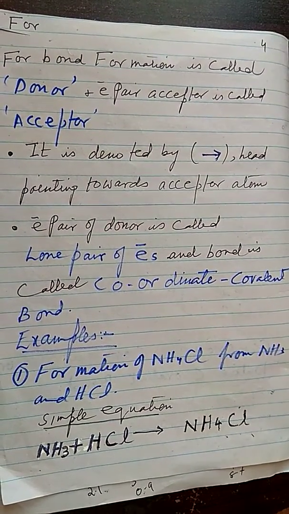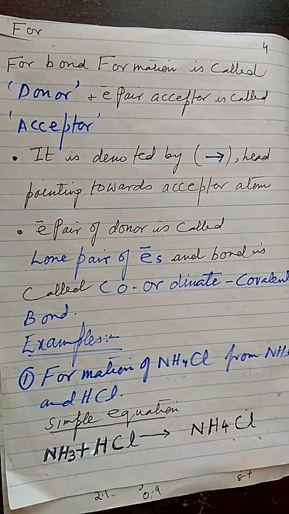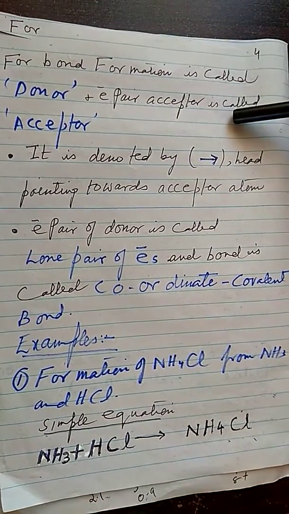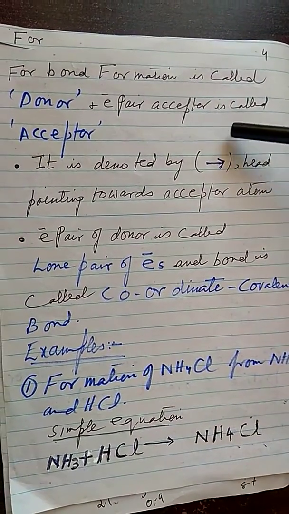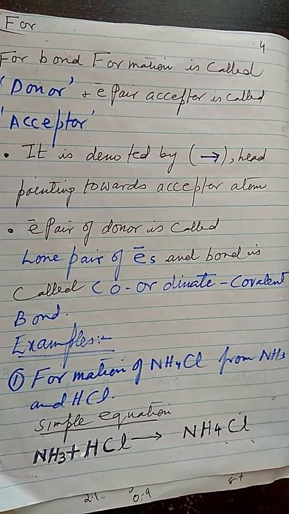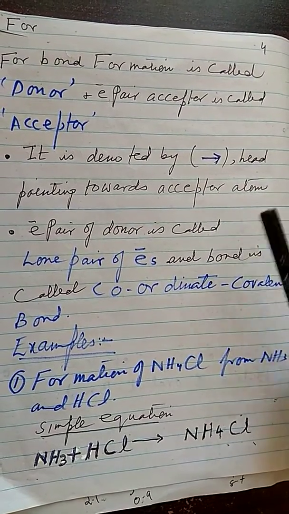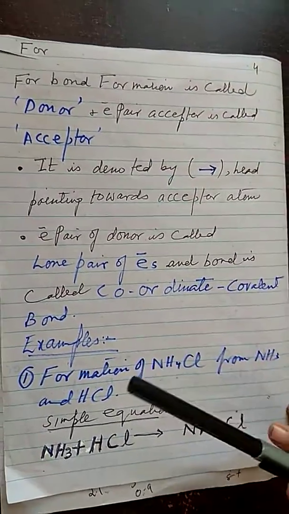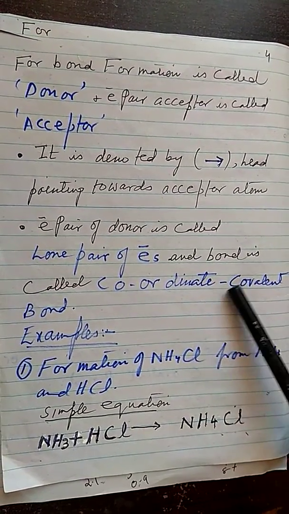So why do atoms do this? Because atoms try to get the stable electronic configuration of the noble gases, right? As you know, the covalent bond is denoted by a single covalent bond by one short line, a double covalent bond by two short lines, and a triple covalent bond by three short lines. But this coordinate covalent bond is denoted by an arrow head, and the head points towards the acceptor atom. And the electron pair of the donor is known as the lone pair of electrons, because it is not linked with any other atom, it is free.